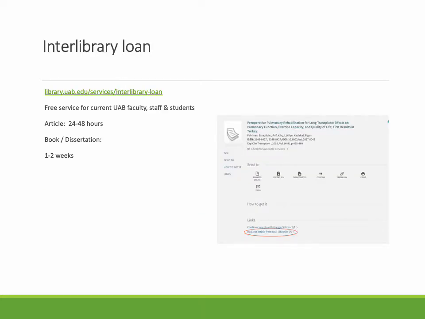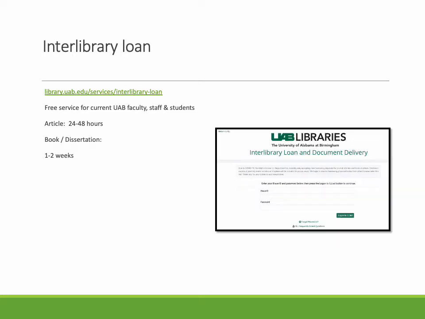If there is an article that we don't have immediate access to, you can request it using our interlibrary loan service. So you'll see this particular page when you click on that full text button I just mentioned. If we don't have it, it'll take you to this page and you just click on request article from UAB libraries. And then it'll take you to this page and you log in with your Blazer ID and password. You put in the article's information, request the article, and you should have it within 24 to 48 business hours.